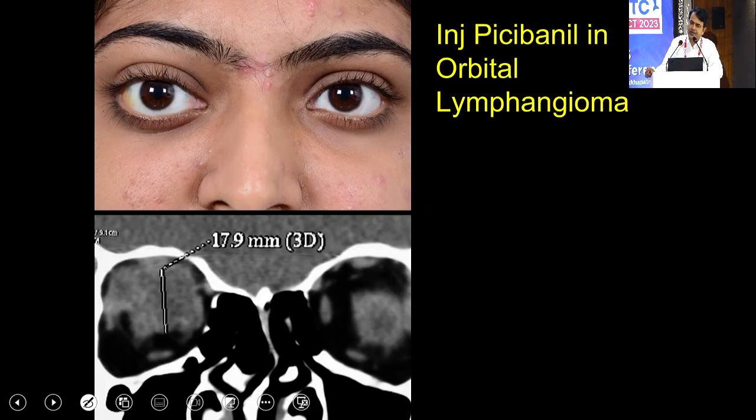Injections, of course, have been overemphasized recently. There are drugs that are available for lymphangioma. There are many drugs including tetracycline, but picibanil and bleomycin are currently preferred. Picibanil is a very gentle drug for the optic nerve, that is why it is preferred. Bleomycin is good enough. Now this is a young lady who comes with unilateral proptosis.